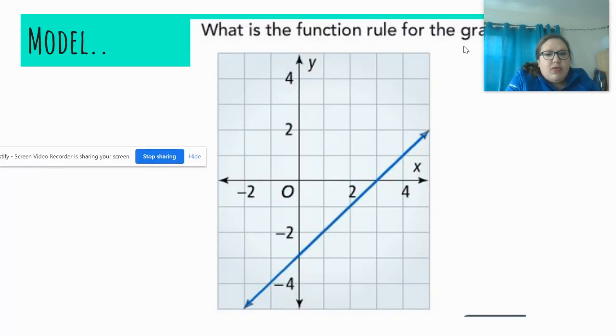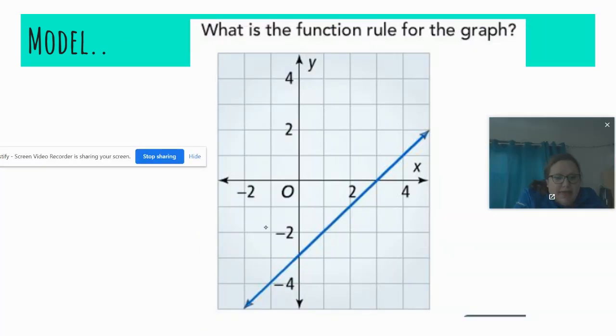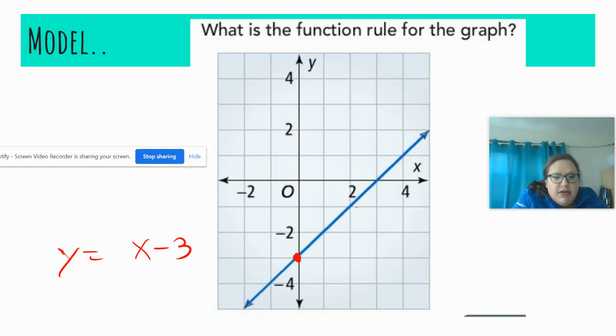All right, what is the function rule for this graph? I have a starting point or an intercept of negative 3. So we know it's going to be something minus 3. And that something is going to be our slope. I'm going to put my x here because we know the x is going to go there. Here's my next point, and we go up 1 over 1. So this is going to be y equals 1x. And we don't even need that 1, so it's just x minus 3.